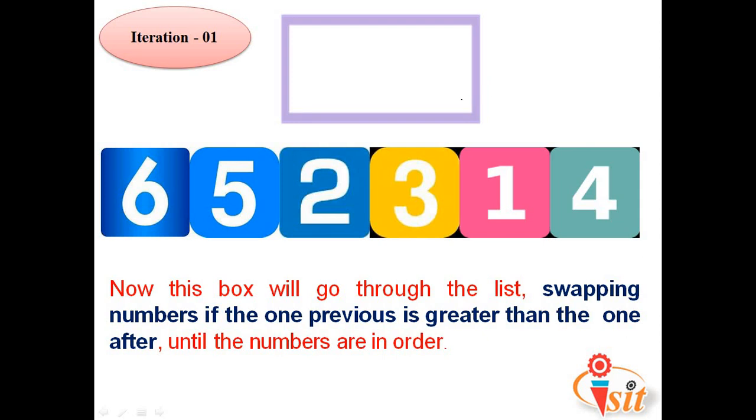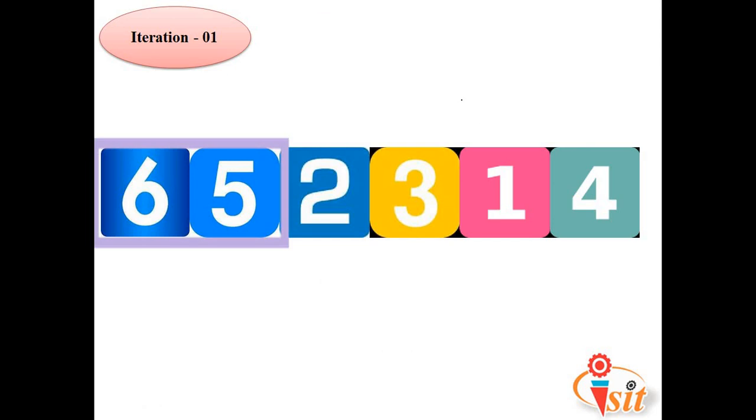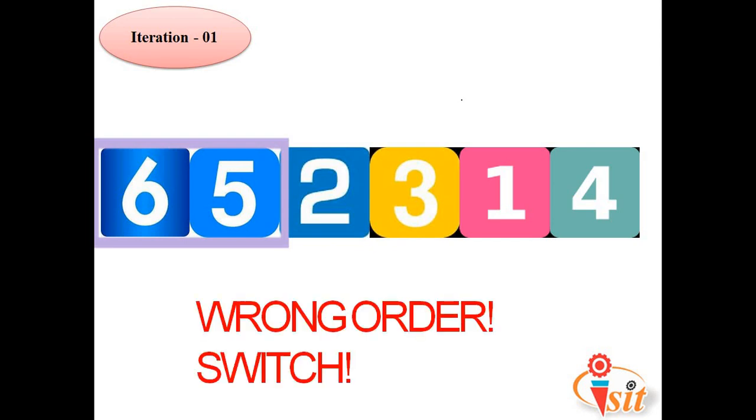So this box will go through the list, swapping numbers if the previous is greater than the one after, until the numbers are in order. So consider the first one. The first comparison will take 6 and 5. 6 we are considering as the first element and 5 as the second element. So right now the first element is greater than the second element.